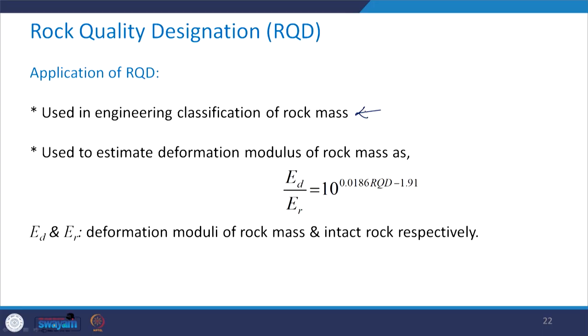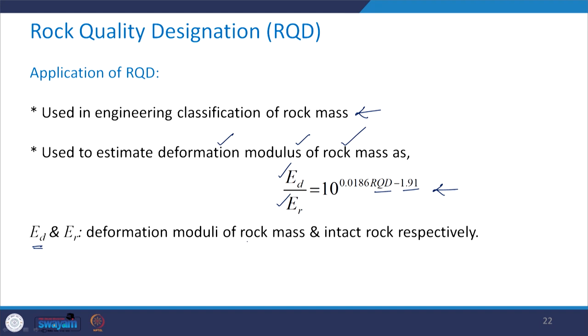It is one of the most widely used parameters in almost all the engineering classifications of rock mass. It is used to determine the deformation modulus of the rock mass, that is given in this manner: ED upon ER is 10 to the power 0.0186 RQD minus 1.91. This is an empirical correlation developed after conducting tests on different types of rocks and rock masses. ED represents the deformation modulus of rock mass and ER represents the modulus of the intact rock.